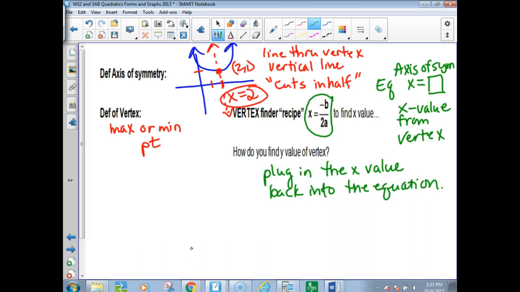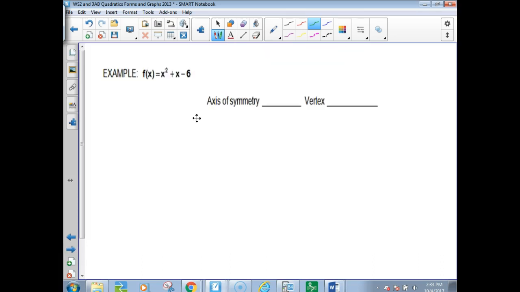Okay, so I'm going to do an example so you follow what I was just telling you. Somebody need this still? Because I wrote pretty fast. No? Okay, you guys are good.